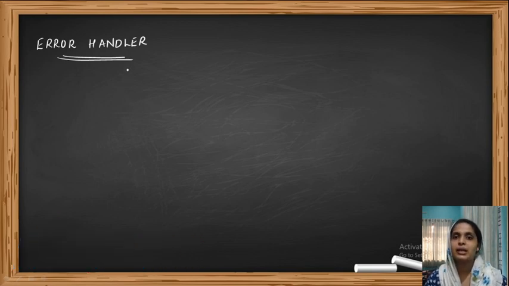We know that making an error is common, right? We all are humans, we all will make mistakes. Similarly, while writing a program also, there may be many errors in that program. So we have to find those errors and correct them. Then only we can execute or run that program.